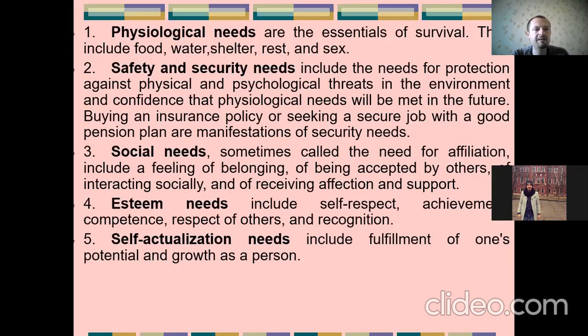Then the third level is social needs. It means that we are not like animals but social animals. We need somebody to communicate with. I wanted to say to speak with somebody, but you have to understand that speaking with somebody is only one way of communicating.